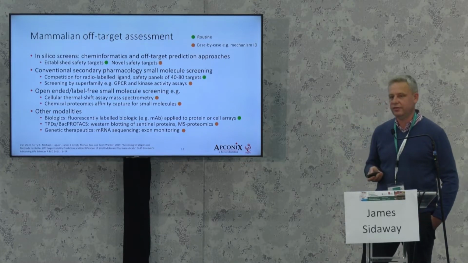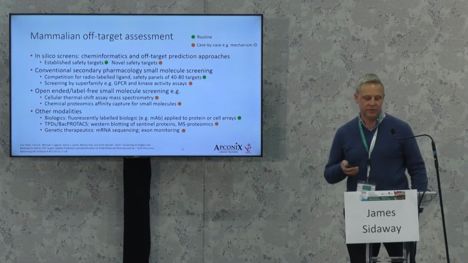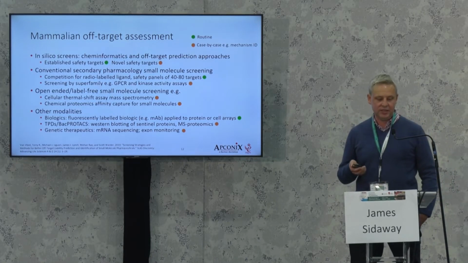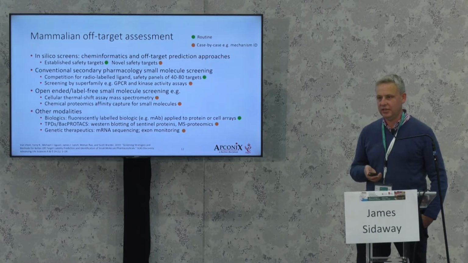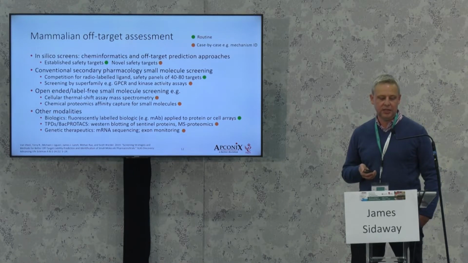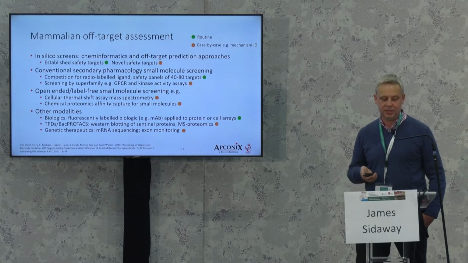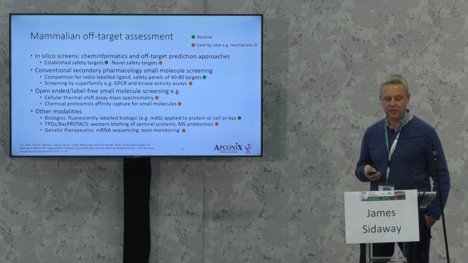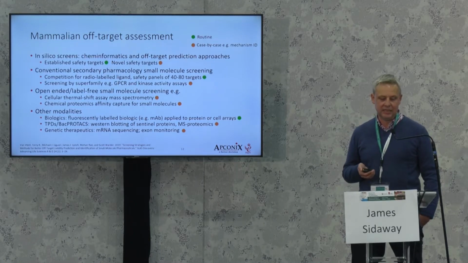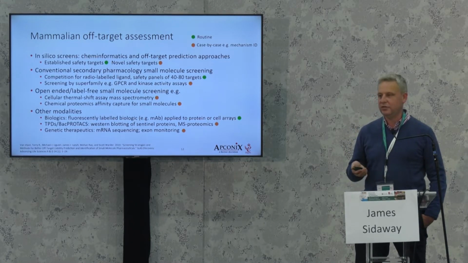So what tools are available to look at mammalian off-target assessments? This is a bit of a montage of different approaches. Well-established are in silico screens, QSAR models, and so on, but also other modeling approaches. And if you like, this is really divided into established safety targets and novel safety targets. I've marked them up as to where you'd expect to apply them routinely, or maybe apply them on a case-by-case basis, as a kind of follow-up strategy to identify a mechanism.